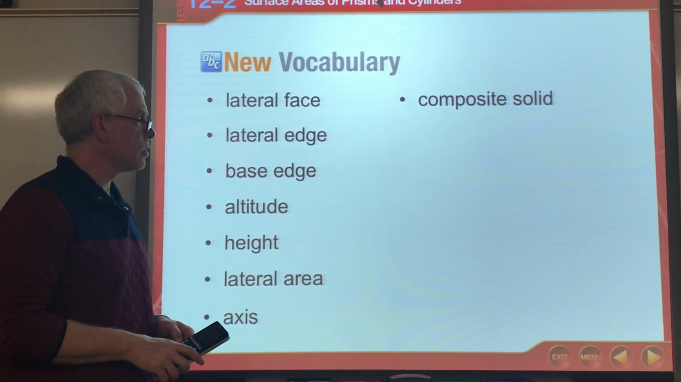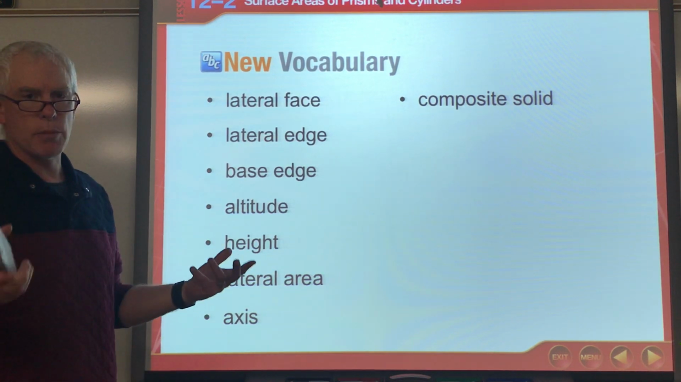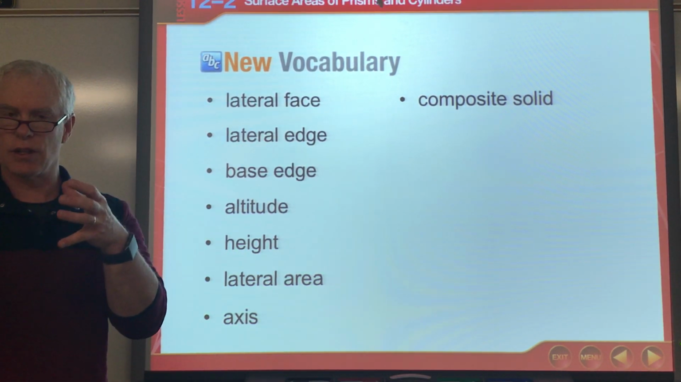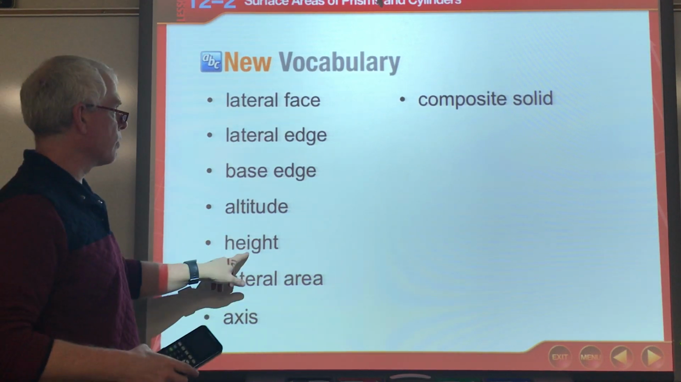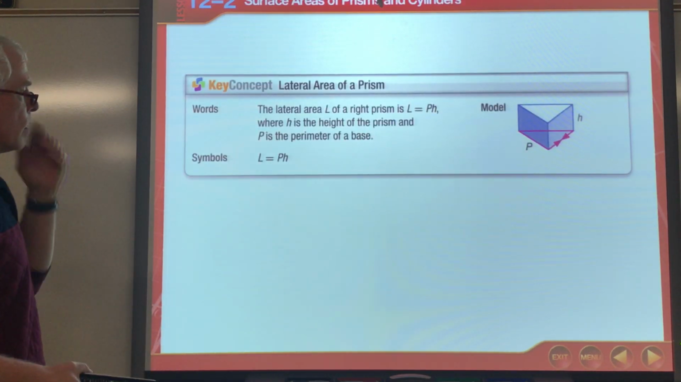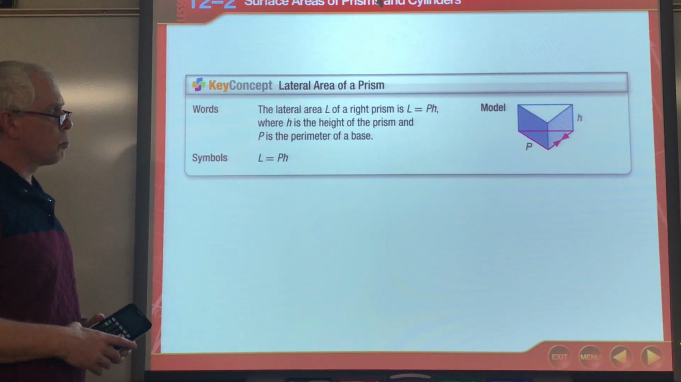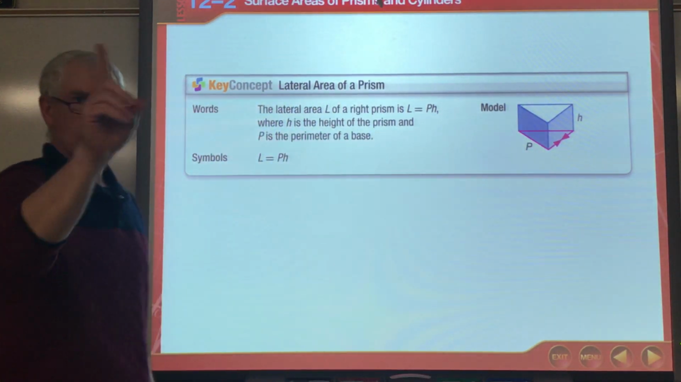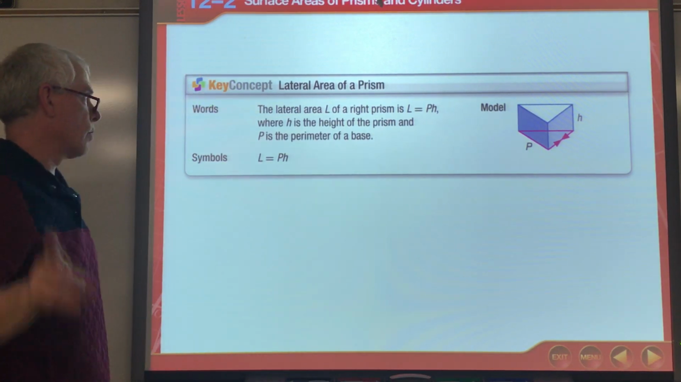Composite solid, we'll get to later. That's made up of shapes, maybe like a silo, where you've got a cylinder with a hemisphere on the top. Okay, so the idea here, lateral faces of a prism: the bases here are clearly those two triangles, and the lateral faces are the rectangles going around the side.